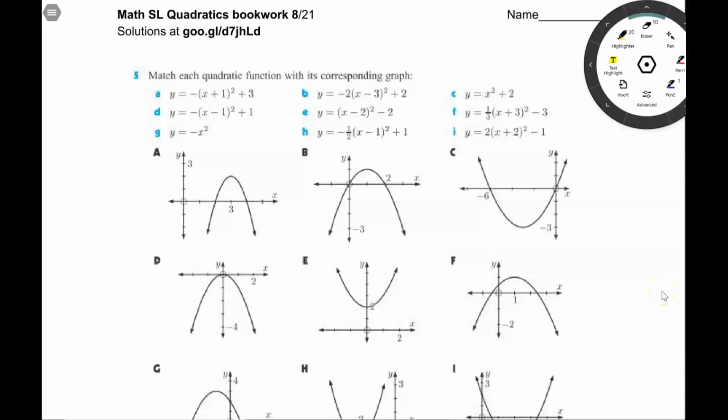Okay, this is page 8 of quadratics. Number 5, match each quadratic function with its corresponding graph. If you look, these are all in some form of vertex form, right? So I'm going to use the highlighter and highlight some of the numbers that have to do with where the vertex is.